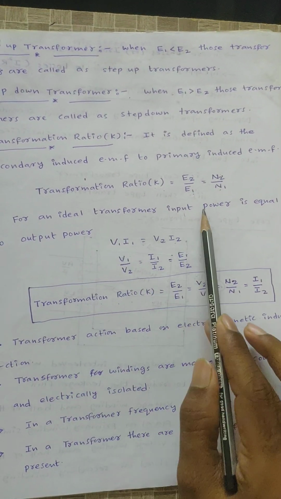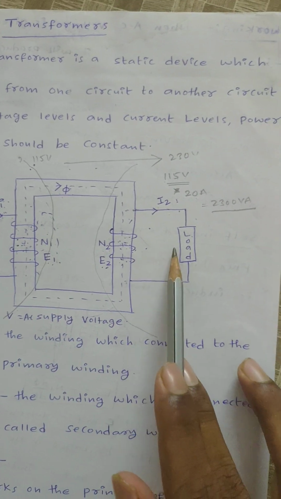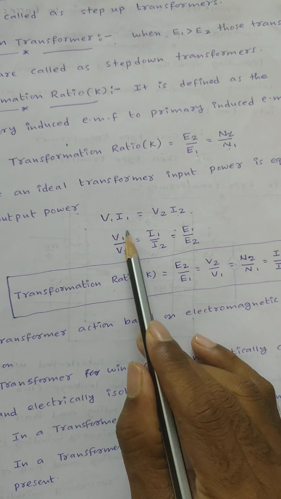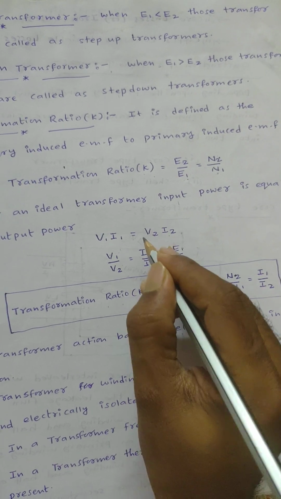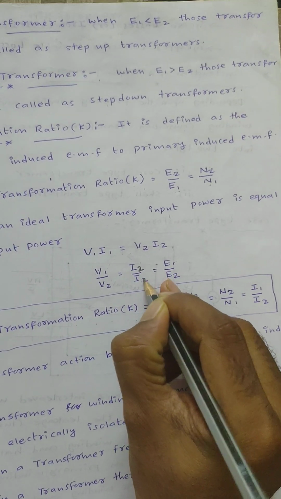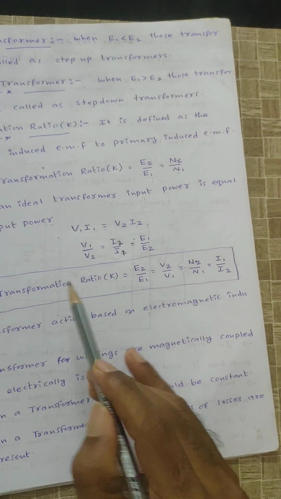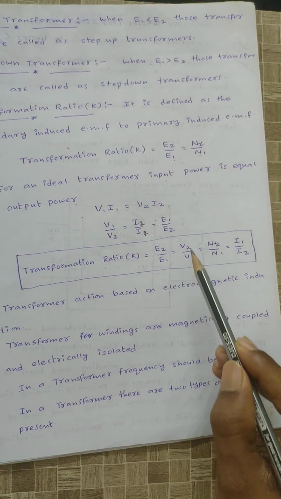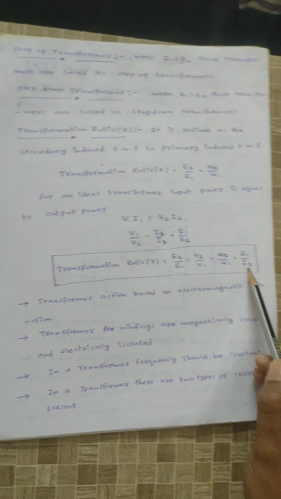For an ideal transformer, input power is equal to output power. Practically that is not possible. Input power is nothing but V1 I1, output power is nothing but V2 I2. That is V1 I1 is equal to V2 I2. From this equation, V1 by V2 is equal to I2 by I1, that is equal to E1 by E2. In terms of transformation ratio, K is equal to E2 by E1, that is equal to V2 by V1, that is equal to N2 by N1, that is equal to I1 by I2.